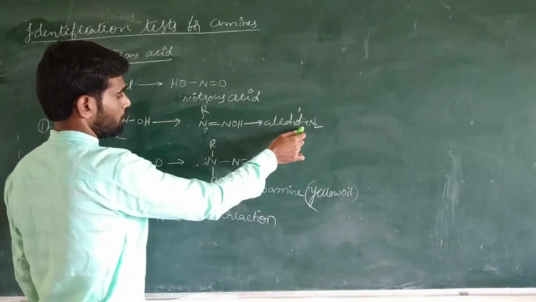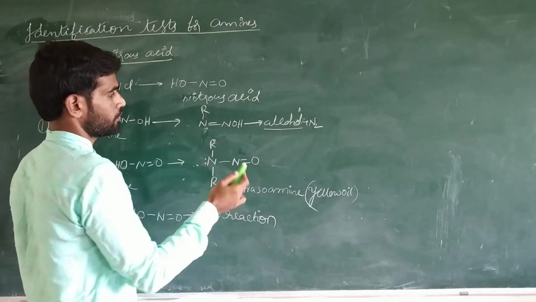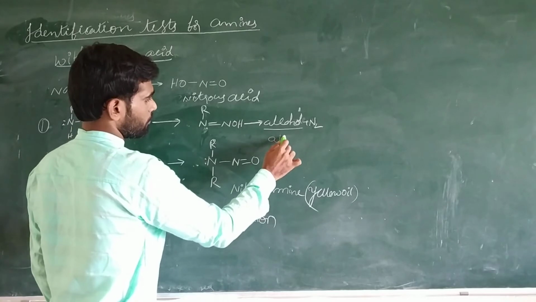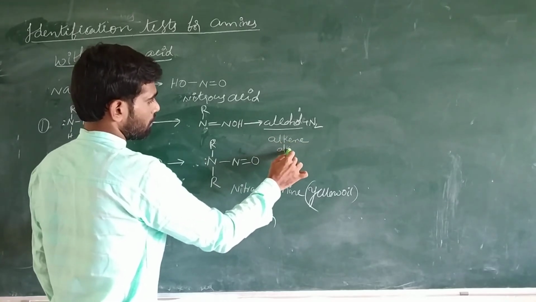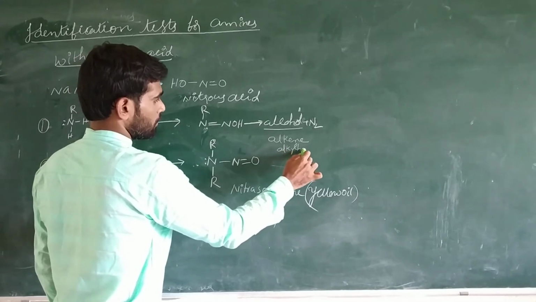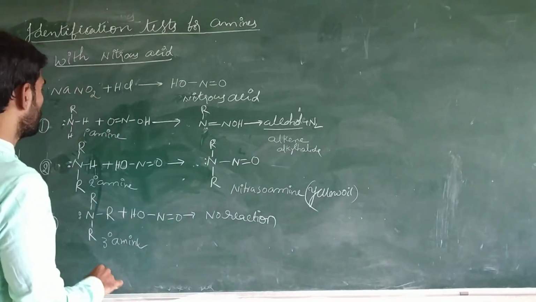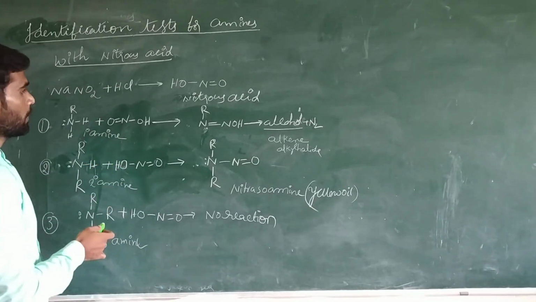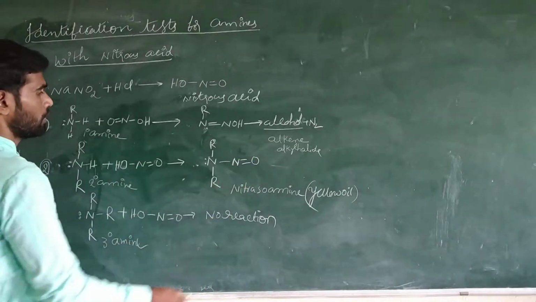When primary amine reacted with the nitrous acid, we are getting different kinds of products like alcohols, alkenes, alkyl halides.